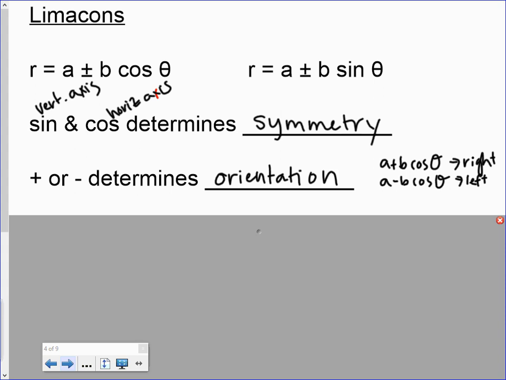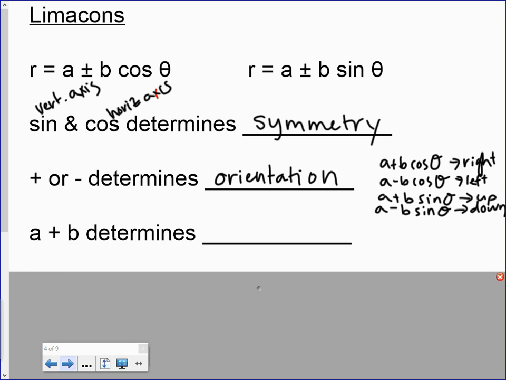Now there is one big difference between the circle and the limacon, and that's that the limacon will cross the vertical axis. So it's not like it's all going to be to the right of the vertical axis, but the majority of the limacon will be on the right side of the axis. And then for sine, it would be up and down. So if you want to add those, you could say a plus b sine theta is up, and a minus b sine theta is down. I think those are pretty intuitive for you. But I just wanted to be more specific about what I mean by orientation.